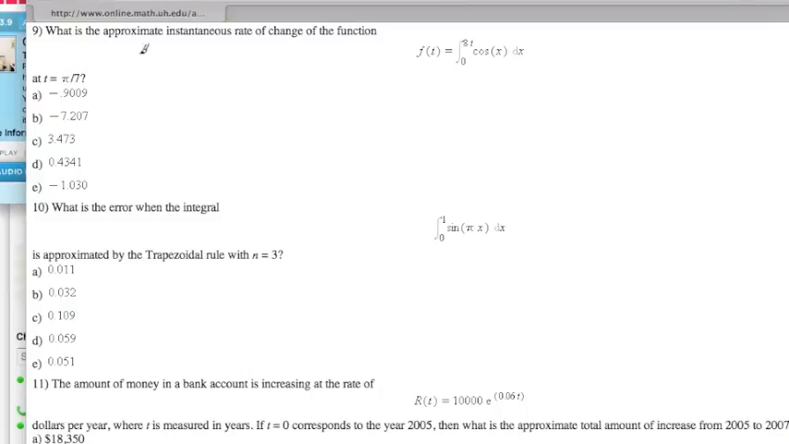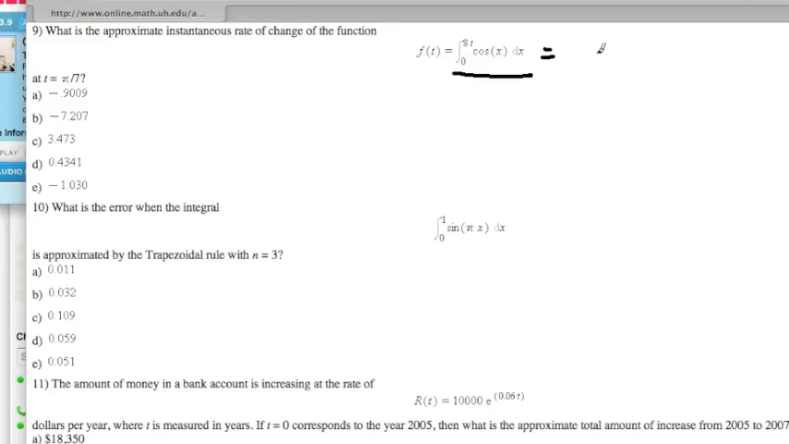The question is, what is the approximate instantaneous rate of change of the function f of t, which is the integral from 0 to 8t of cosine x dx. So when I looked at this problem, I thought of this integral right here, and I know that after I integrate it, I'm going to have some function of t.